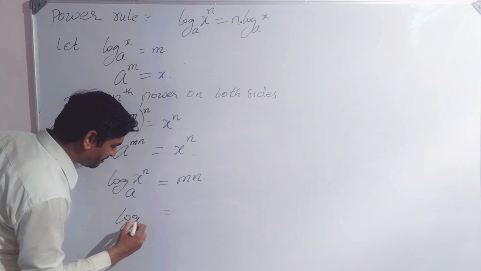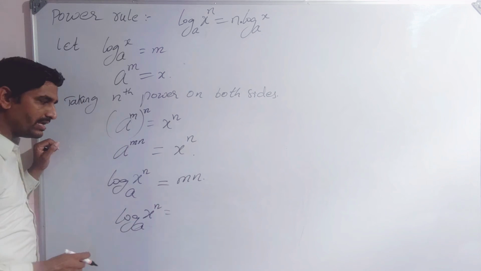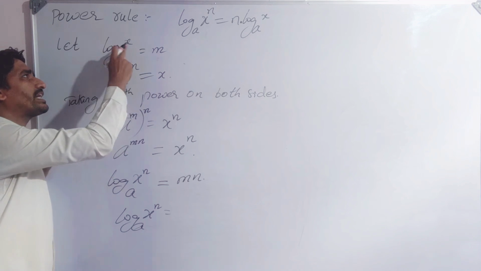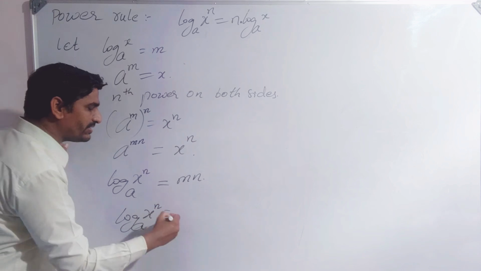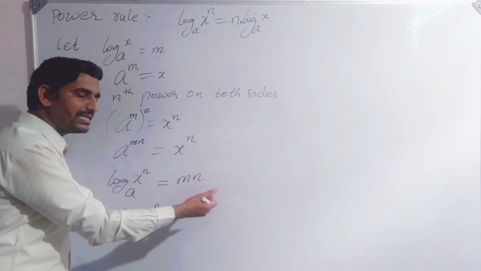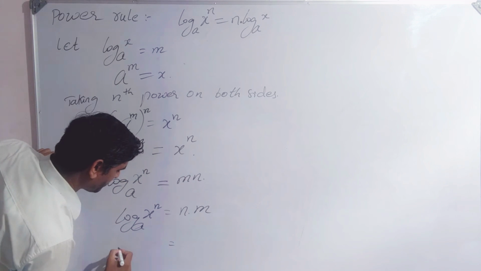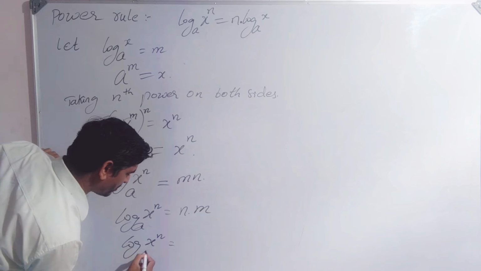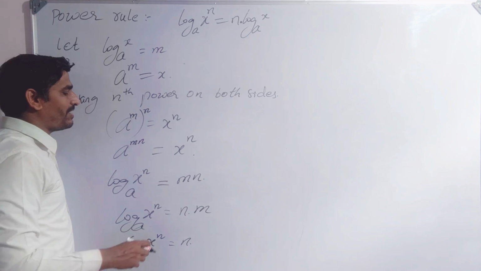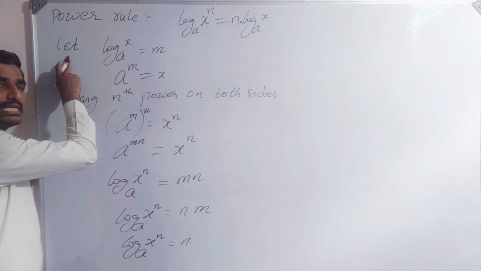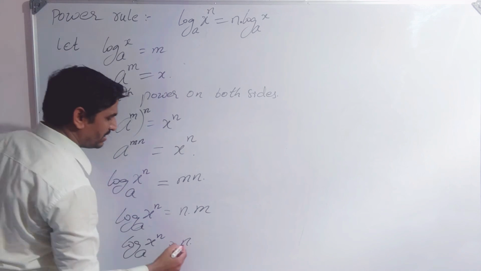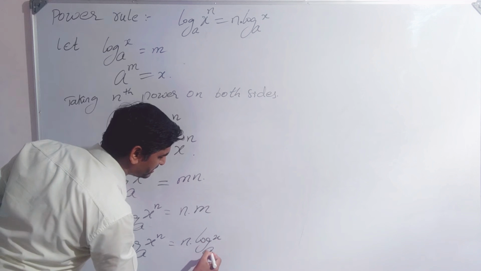This is the logarithm of x to the power n to the base a equals m into n. In this, what have we considered m to be? M is log x to the base a. N into m we can write; first we write n into m, and later replace m. So the logarithm of x to the power n to the base a is n into m. What is m? Log x to the base a. So replace m again with log x to the base a.